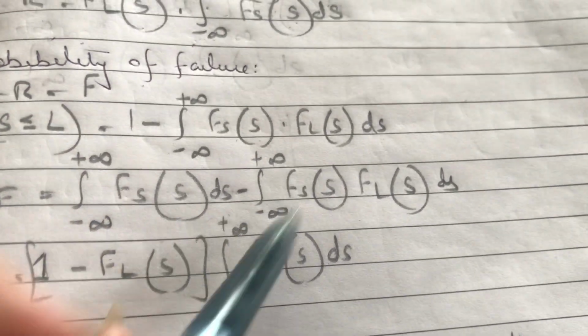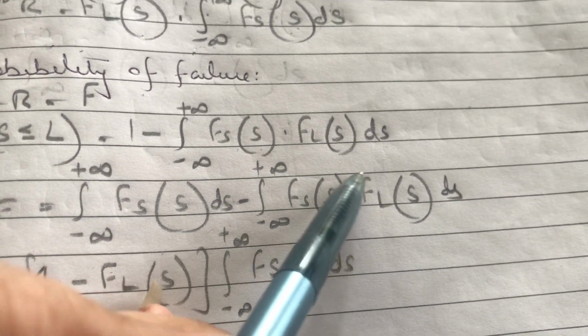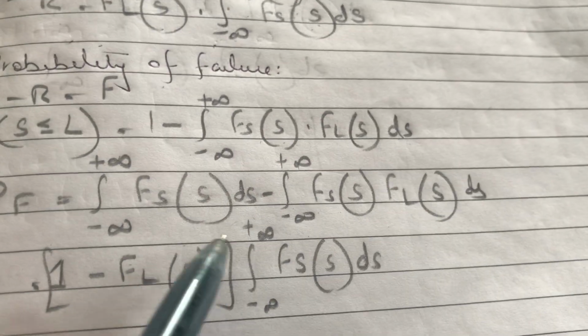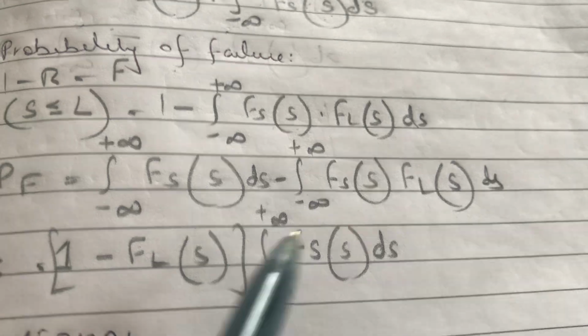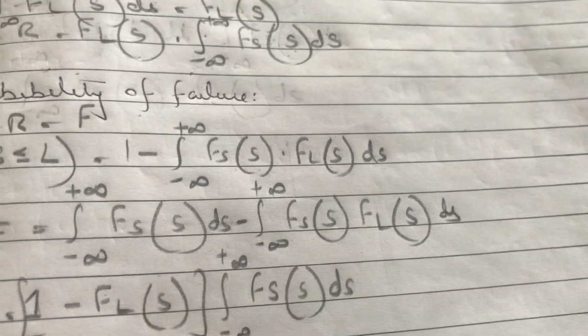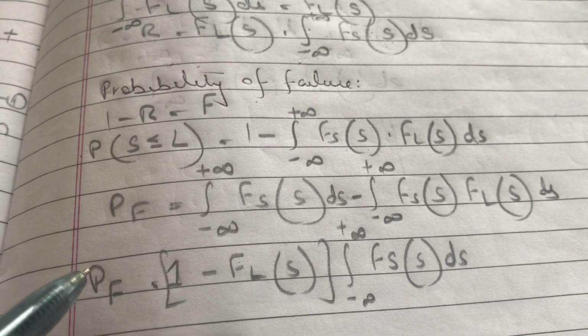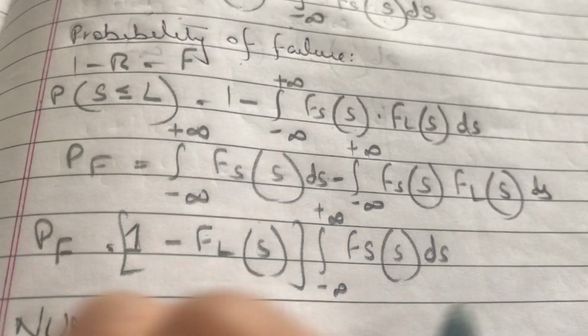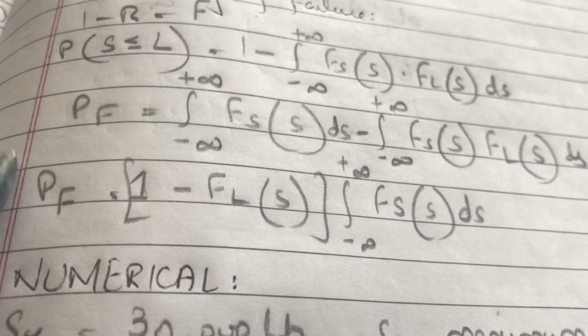In the place of this, we only have Fl of S left. So this Fl of S remains here, and this comes outside as the common term. So this is our probability of failure, the final function for our probability of failure.